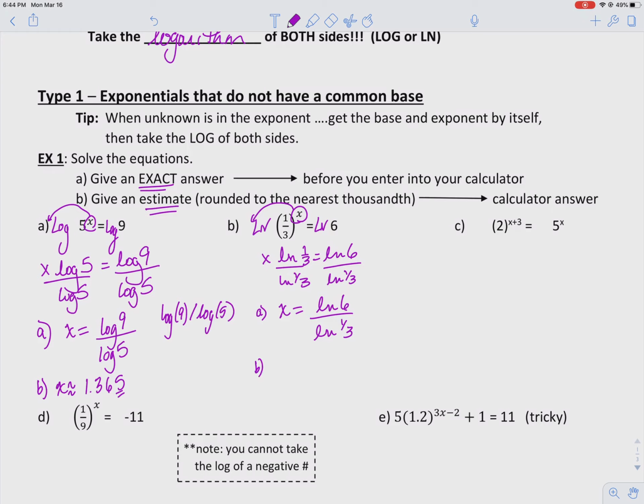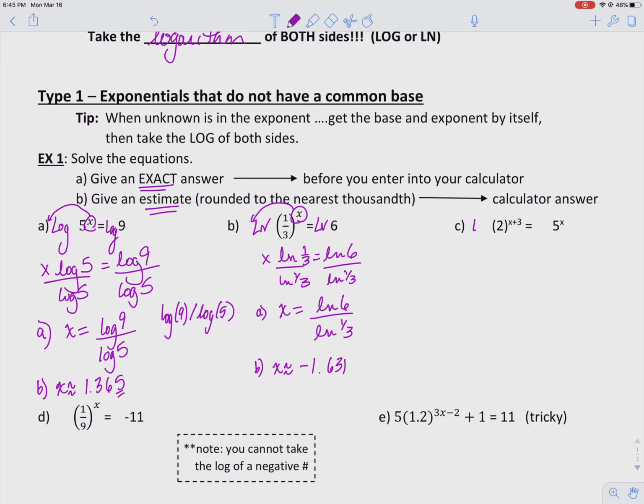Of course, that's my exact answer. When you plug that in your calculator, make sure that when you do ln of 6, it automatically puts that parenthesis. Make sure you close it and then divide it by the ln of 1/3. So that's what you'll put in there. And when you do that, you're going to get a negative number, negative 1.631.